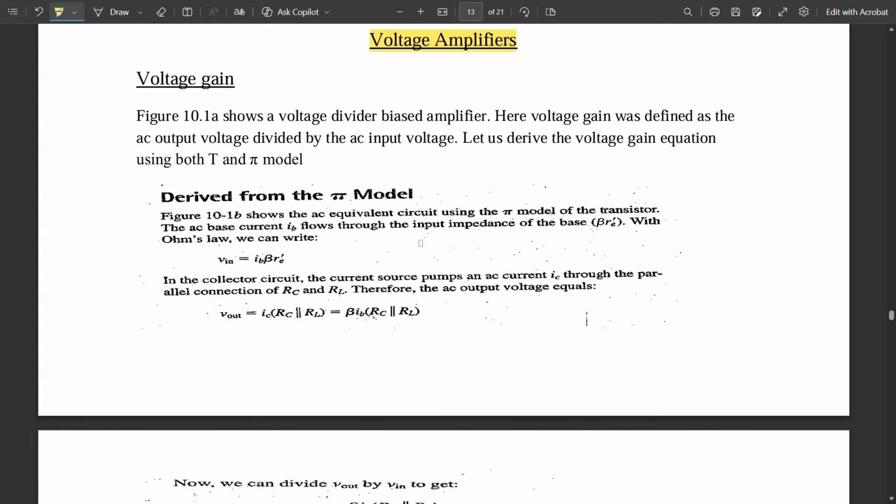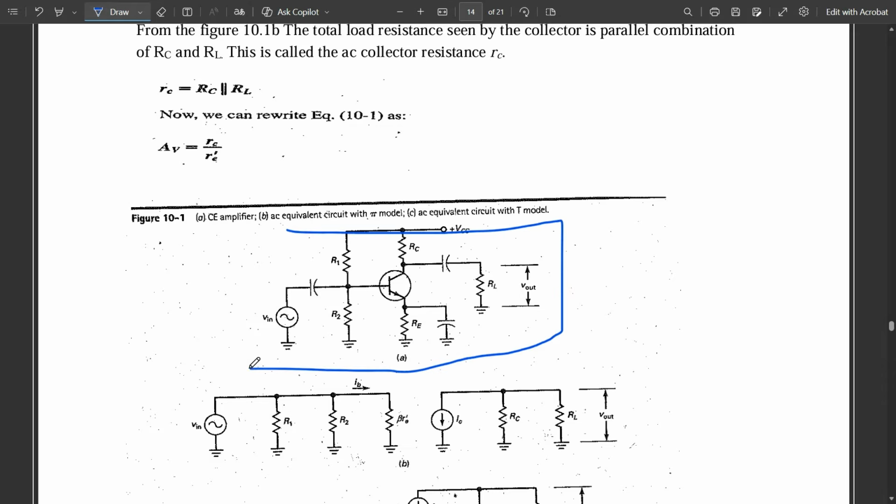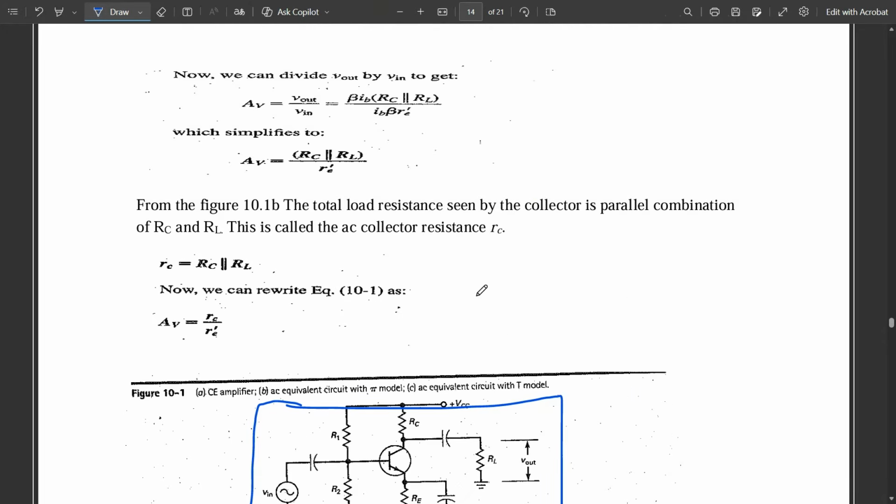Before that, we should know what we mean by the voltage amplifier. With respect to voltage gain, they are mentioned here. Figure 10.1a is this one. This is the common emitter amplifier circuit I was talking about. If you compare it with the VDB amplifier circuit, you would find it somewhat equal to the VDB amplifier circuit. So what makes it different from the VDB amplifier circuit? Let us discuss that.